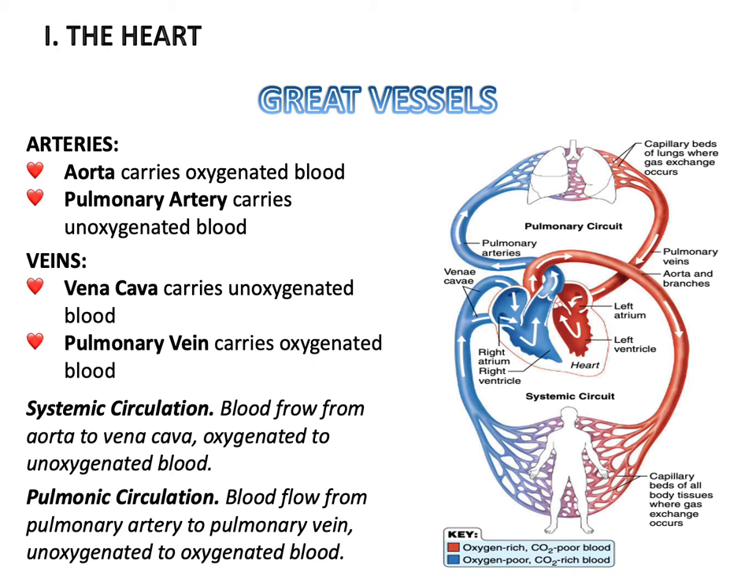The left side of the heart is the systemic pump, and the right side of the heart is the pulmonic pump. It's easy to remember because yung right side of the heart is usually denoted by color blue kasi nga unoxygenated blood ang umaandar dyan. Yun namang left side of the heart denoted by color red kasi ang dumadaan dyan ay oxygenated blood.